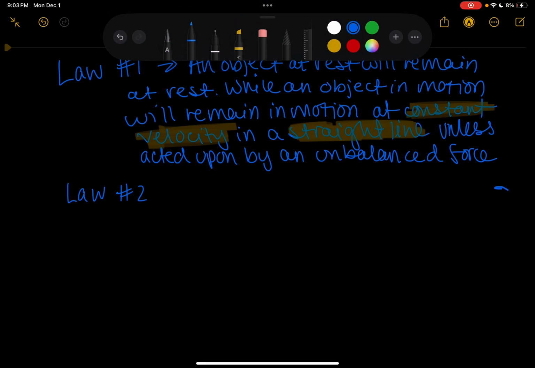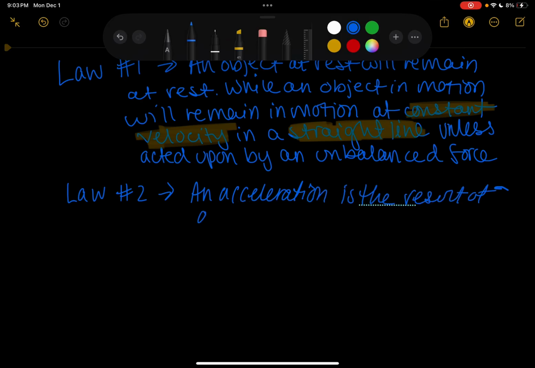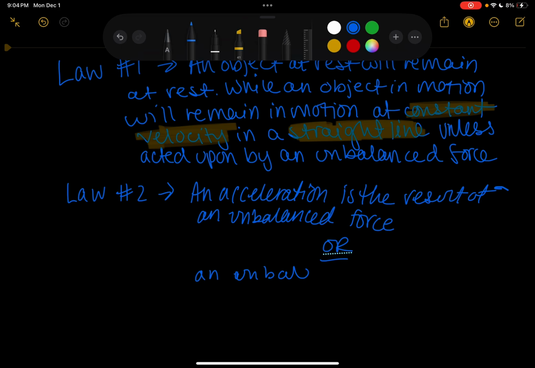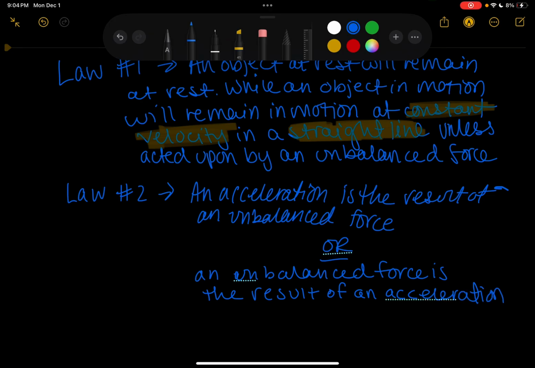So law number two can be written in two different ways. You're either writing that an acceleration is the result of an unbalanced force, or you're writing an unbalanced force is the result of an acceleration. It's either one or the other. You do not write both of them. So whichever one is sticking in your brain, that's what you'll write down.